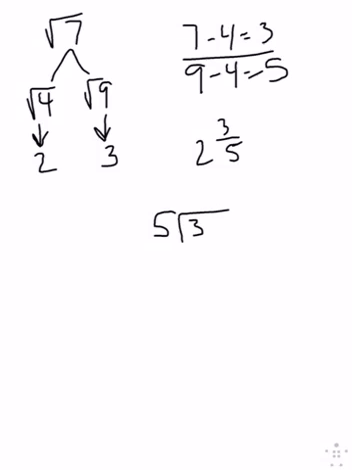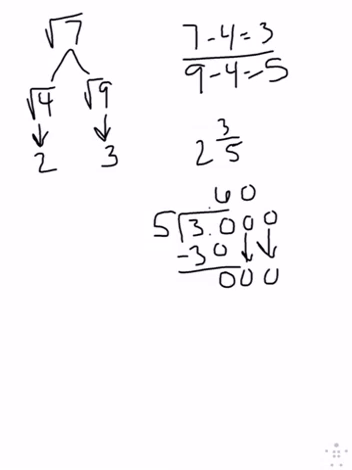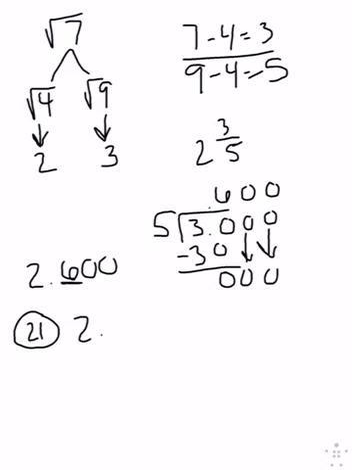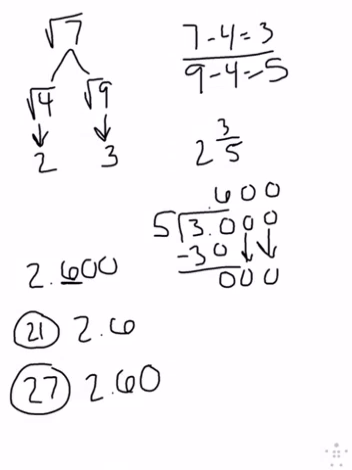So 5 can't go into 3, so I add a decimal and a 0. 5 can go into 30 six times, subtraction, I get 0. Add a 0, bring it down. 5 can go into 0 zero times. My answer is 2.600. For number 21, the answer says round to the nearest tenth, so I need one decimal place, 2.6. But for number 27, I need the nearest hundredth, which is 2 decimal places, so 2.60.